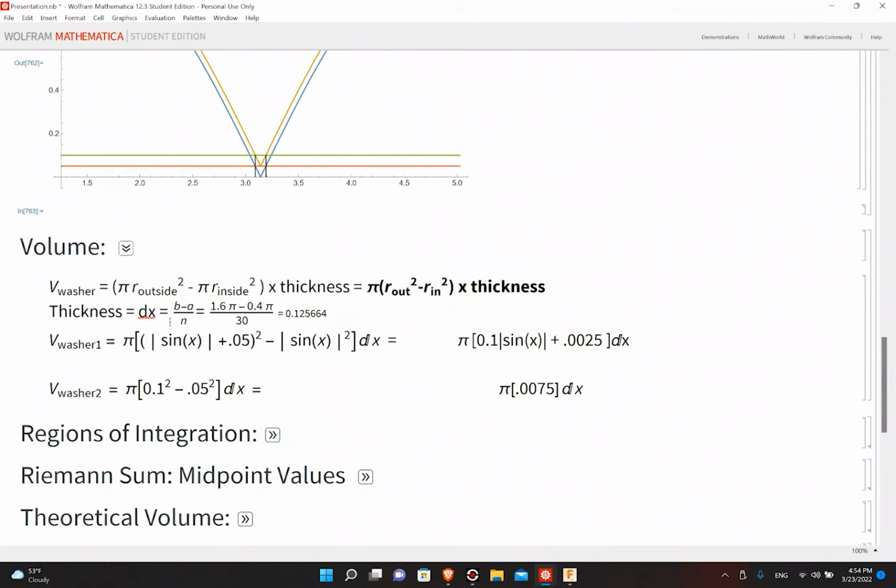And because we're doing the Riemann sum, I'm going to be taking 30 slices. So I have 1.6 pi minus 0.4 pi divided by 30 to end up with a delta x of 0.125664. So I need two different volume equations, one for the sine functions and one for the constant function. So this one shows that for the sine, which can be reduced down to pi times 0.1 times absolute value sine x plus 0.0025 times delta x. And for the constant function, it reduces down to pi times 0.0075 delta x.